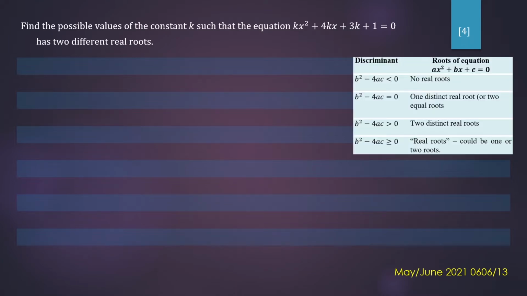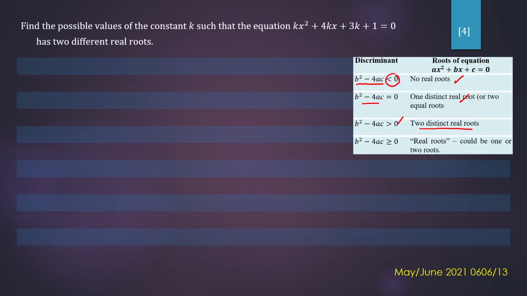This table shows how we can use the discriminant to determine the number of roots that a quadratic equation has. You may recognize b squared minus 4ac as part of the quadratic formula. When that particular value is negative, so less than 0, we'll have no real roots. If the discriminant is equal to 0, we have one distinct real root, or we may call that two equal real roots as well. If the discriminant is positive, we'll have two distinct real roots.